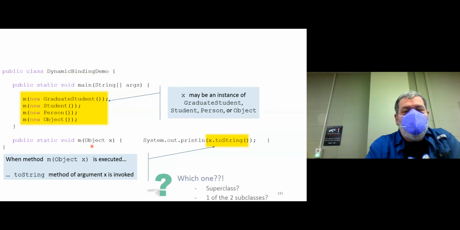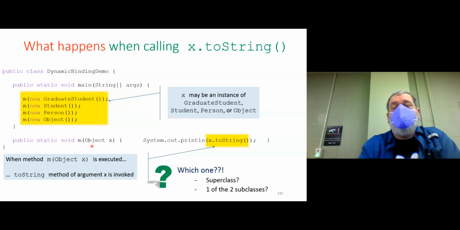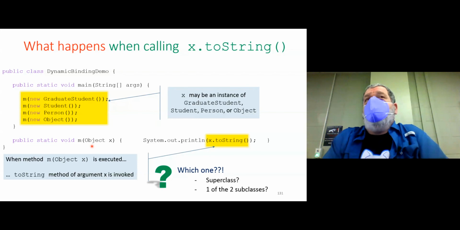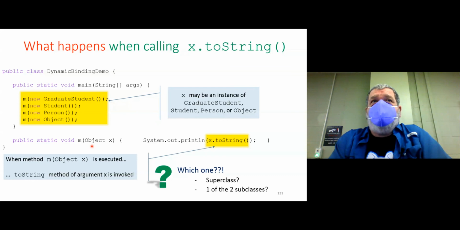So what happens if I do x.toString here? Is this going to be always the method toString that is written inside Object that is called?